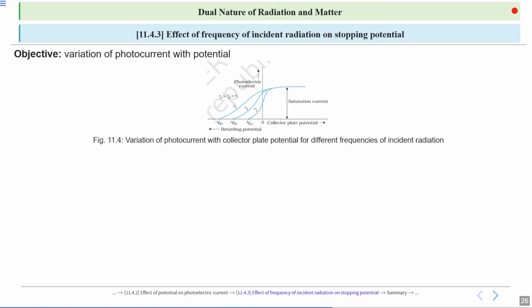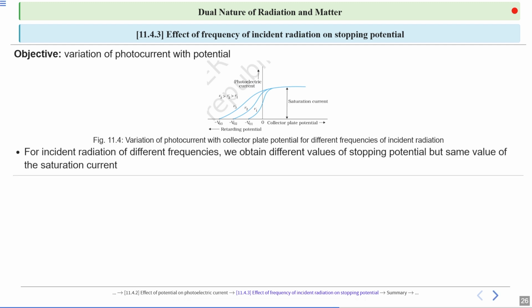The graph shown here plots photocurrent on the vertical axis and collector plate potential on the horizontal axis. For different frequencies of the incident light, the shape of the curve and its position shift depending on the frequency. Saturation current is the maximum current achieved when all emitted electrons are collected, and the stopping potential is the negative potential at which the current drops to zero. For incident radiation of different frequencies, we obtain different values of stopping potential, but the same value of saturation current.